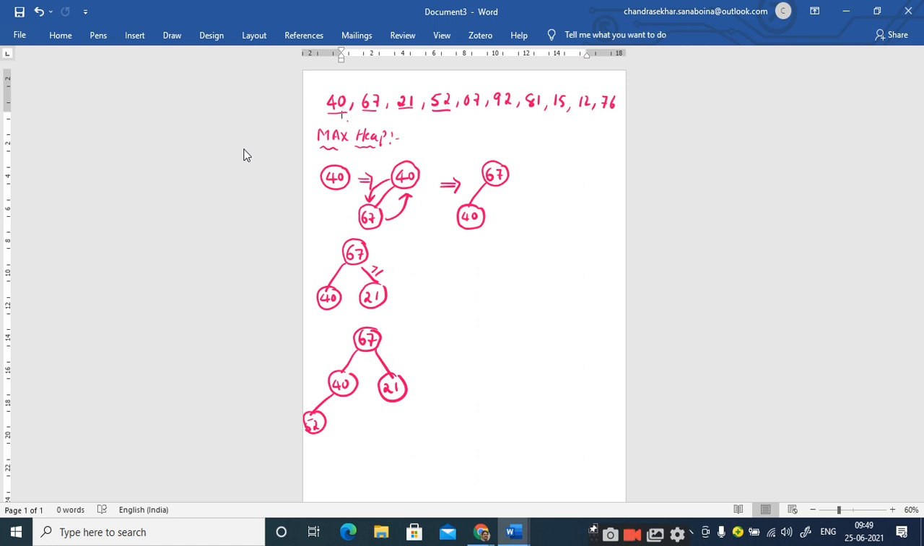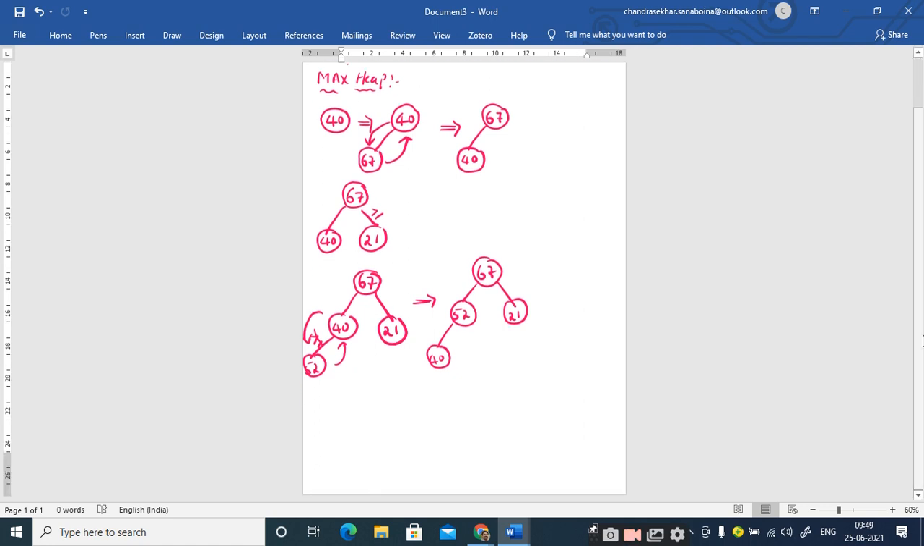So you compare this 52 with its parent. Is 40 greater than 52? No, sir. So the root node is not greater than or equal to 52. So you should perform a swap operation at this position. So after the swap operation, I get the elements like this: 67, and it is 52, and it is 21. What about this one? 40, sir. Right. So after this, the heap property is also satisfied.